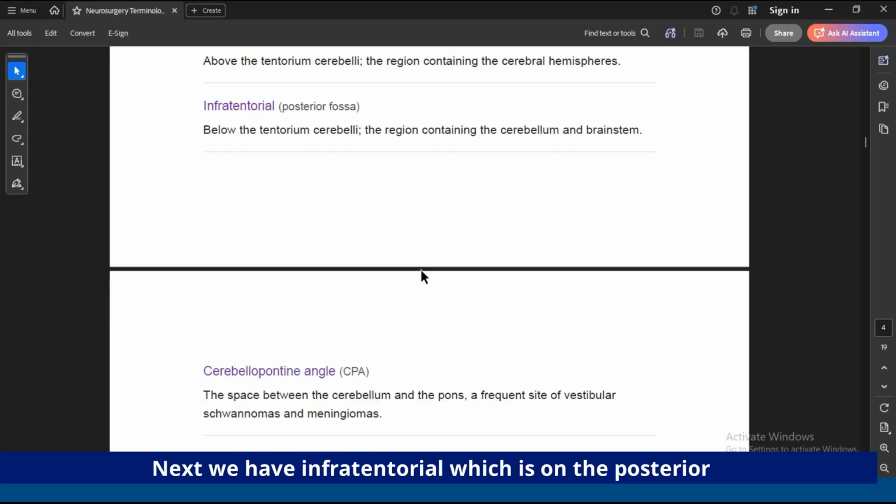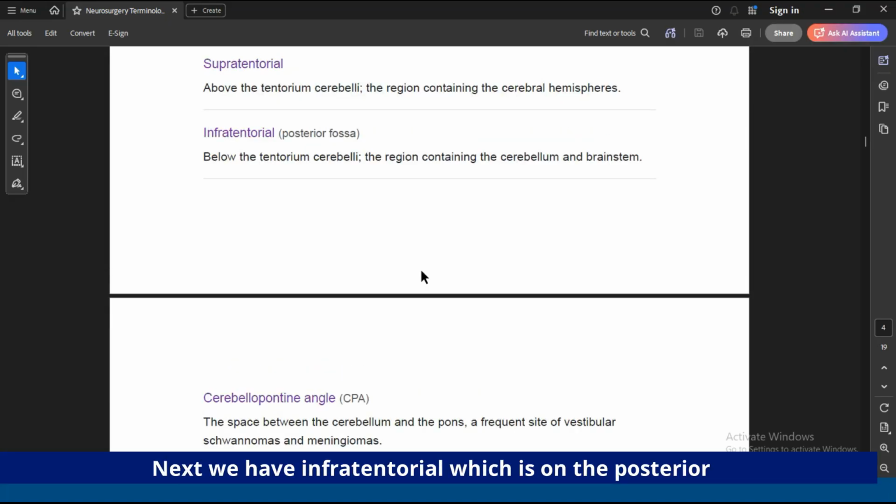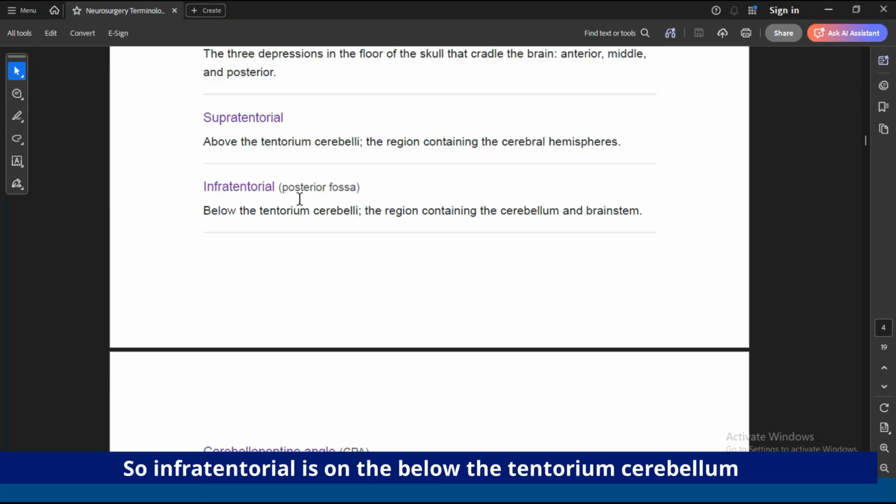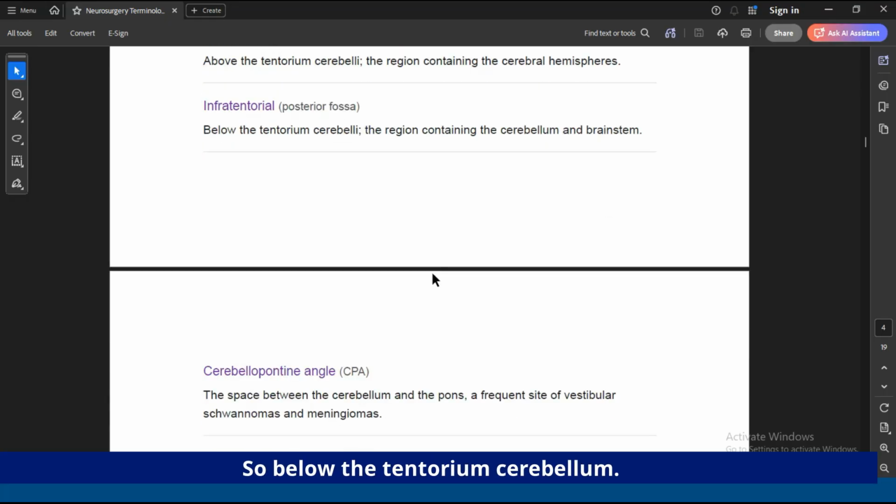Next we have infratentorial, which is in the posterior fossa. We have three fossae, correct? Anterior, middle and posterior fossa. We will see infratentorial in the posterior fossa. Infratentorial means below the tentorium cerebelli, and it is in the posterior fossa.